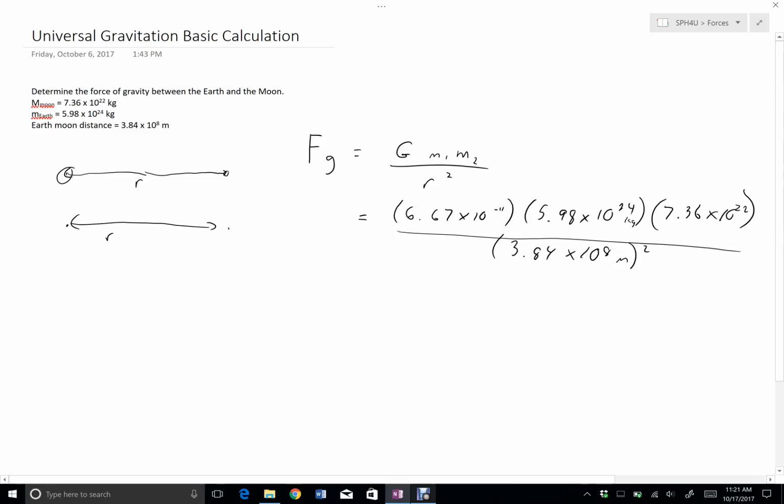squared, so it's kilograms, and this is in newtons meters squared per kilogram squared. So the meters squared will cancel with the meters, and the kilograms will cancel with the kilogram squared, and we'll be left with just newtons. With a big calculation like this, I will put it into my calculator twice to make sure that I didn't make a mistake as I'm doing it.